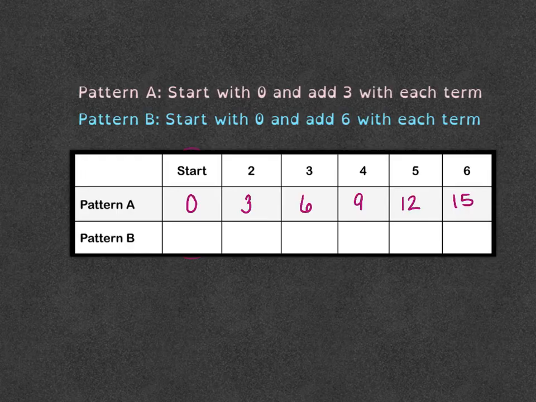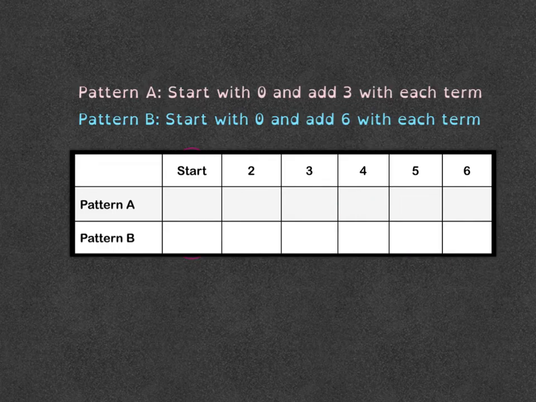Now I'm going to move on to pattern B. Pattern B says I'm going to start with 0. We're starting with the same number. And we're adding 6 with each term. So when I add 6, I will have 6. I will have 12. I will have 18. I will have 24. And I will have 30. Every time I move from one place to the right in my pattern, I am moving from term to term. Each of these is a term.